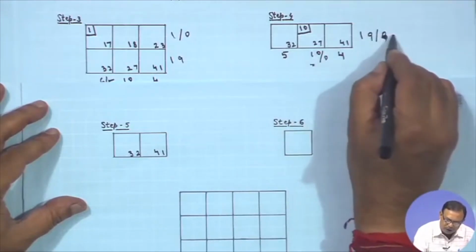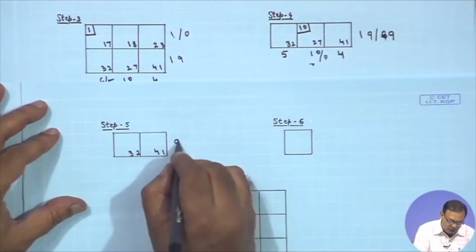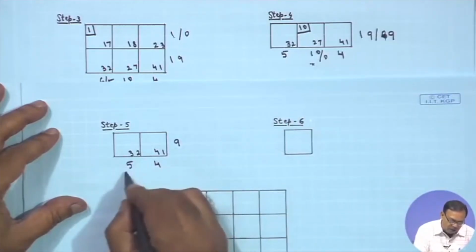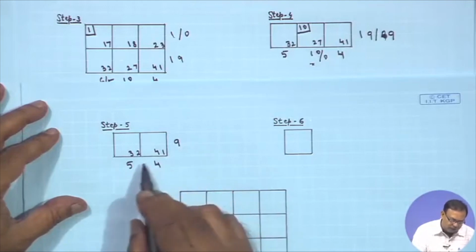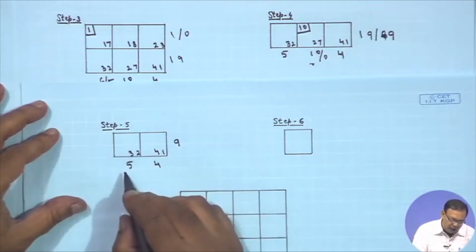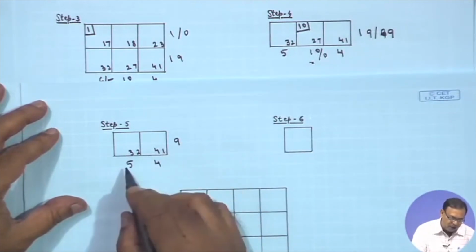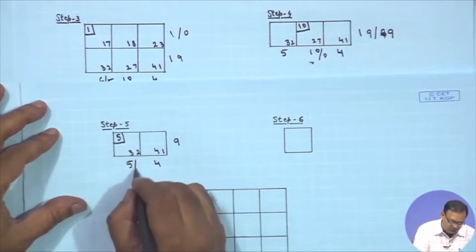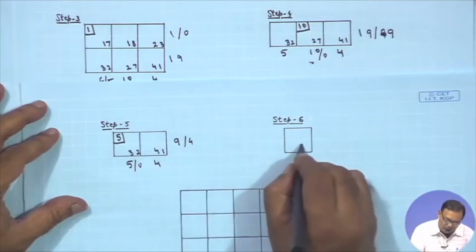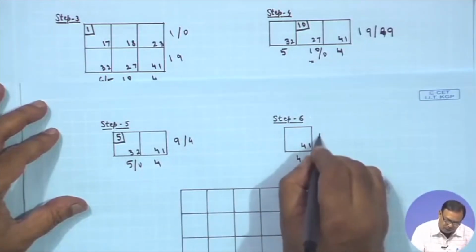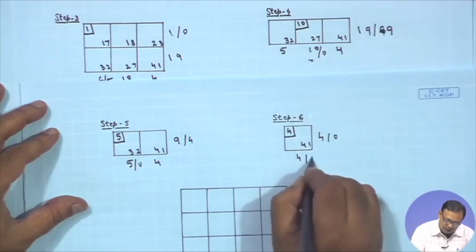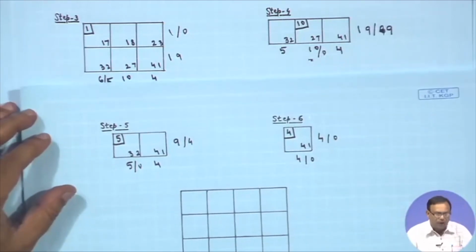So, this will be not 4, but 9. So, here it will be 9, here it is 5 and 4. Minimum of 32 and 41 is 32 and minimum of 5 comma 9 is 5. So, 5 will be allocated on the first cell. So, it will be 0, this is 4. I have only one cell remaining, 4 and 4, and I am allocating 4 here. So, this is 0. So, the allocation is over.